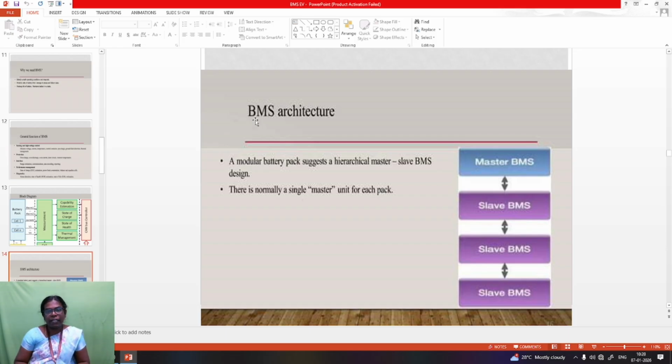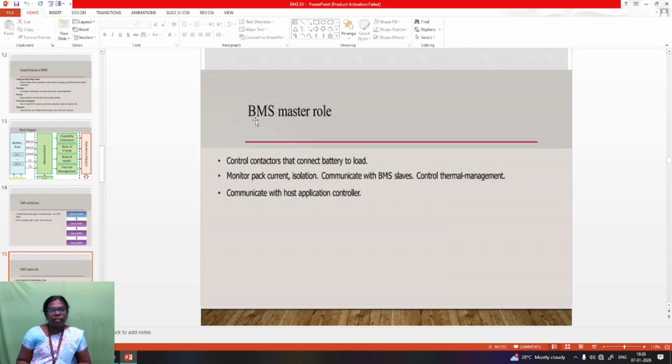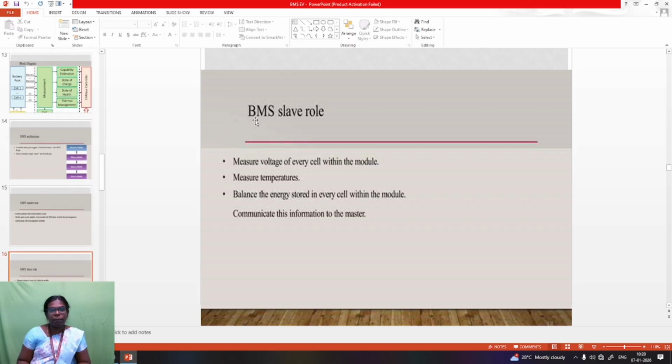Now the BMS architecture. The modular battery pack suggests a hierarchical master-slave BMS. There is normally a single master unit for each pack. That is a master BMS, and slave BMS, slave BMS. The BMS master role: control the contactor that connects the battery to the load, monitor pack current and isolation, communicate with BMS slaves, control thermal management, and communicate with the host application controller. And the BMS slave role.